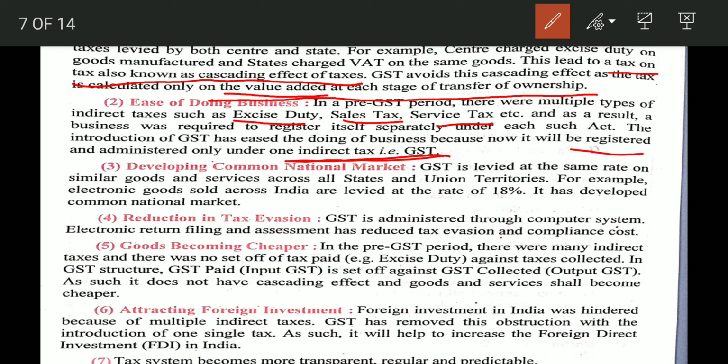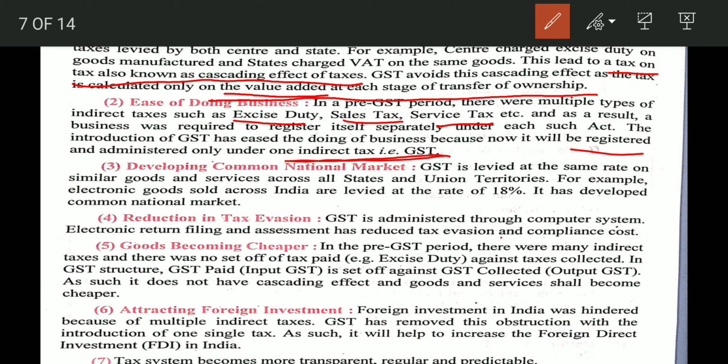Number 4, reduction in tax evasion. GST is administered through computer system. Electronic return filing and assessment has reduced tax evasion and compliance cost. So GST has to be paid through the electronic return, and this has reduced the tax evasion. Tax evasion means any wrong way of cheating and not paying tax on the real amount of turnover or income. So since it is an electronic return filing, it has reduced the tax evasion or the chances of people not paying tax who have got a good amount of turnover or income.